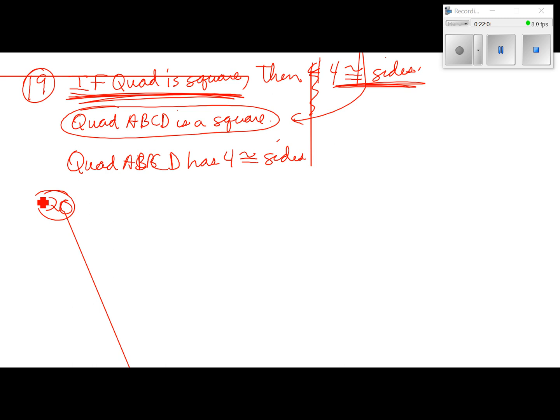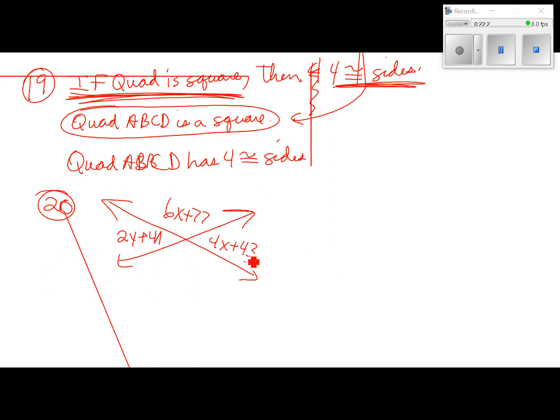Number 20. You give us two lines and they intersect. And we've got 2y plus 41, 6x plus 77, 4x plus 43, and 5y plus 48.